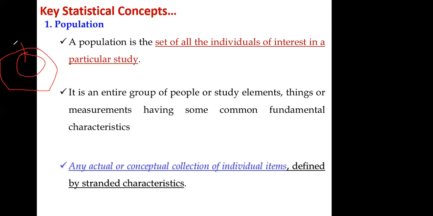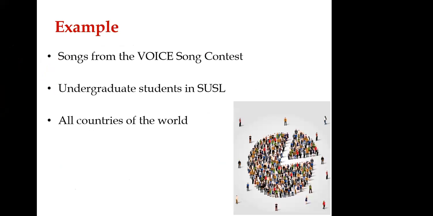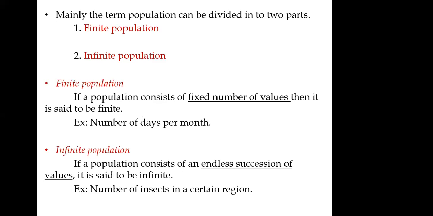This population may sometimes be very large. That's why I said the population is the set of all individuals of interest in a particular study. Sometimes it is 10,000, maybe 20,000, maybe more than 1 lakh. Sometimes the population is infinite, and sometimes it is finite but very large.